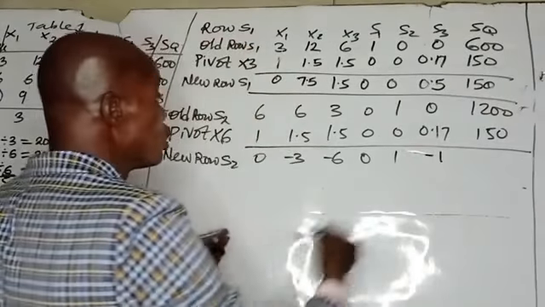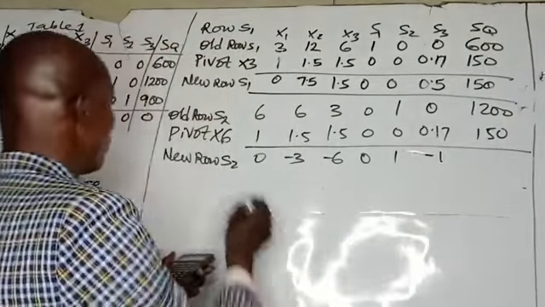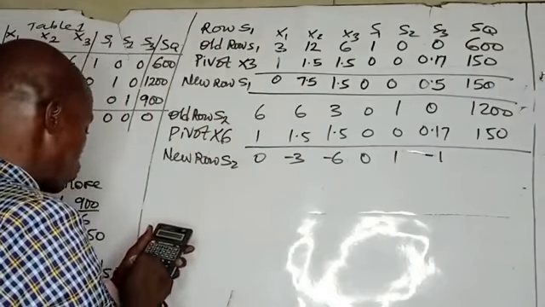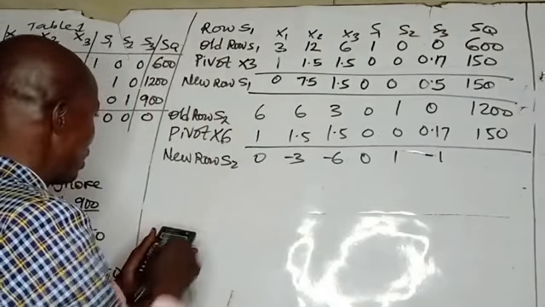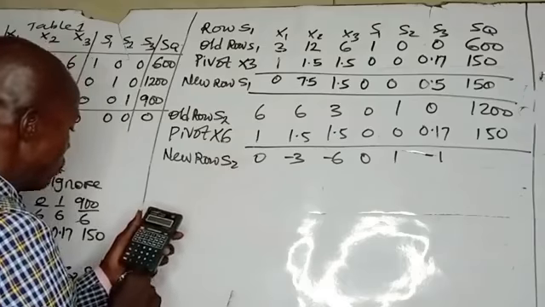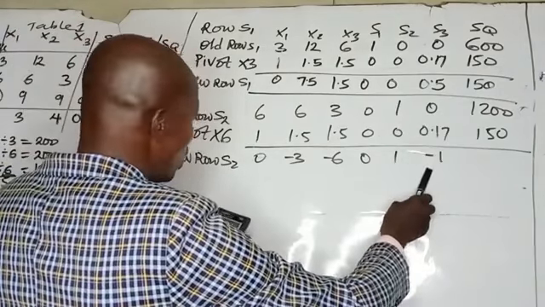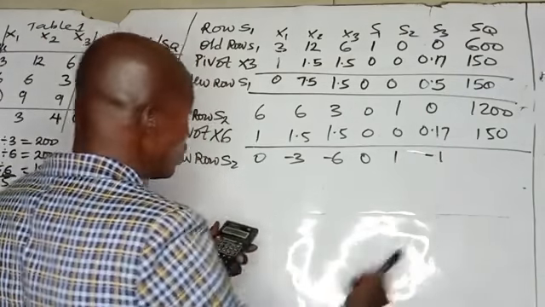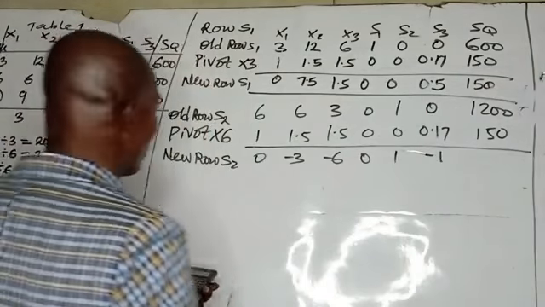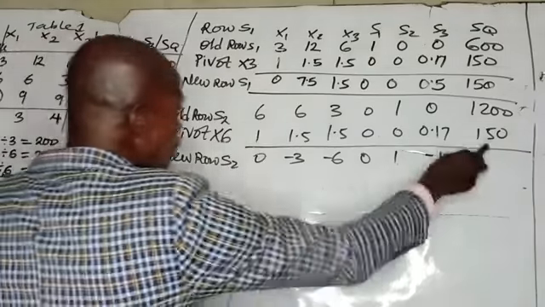Though if you use 0.17 and multiply by this 6, it will give you 1.02. If you have 0 minus 1.02, it will give you minus 1.02. It's still okay like that. You are still right. Then 6 times 150.